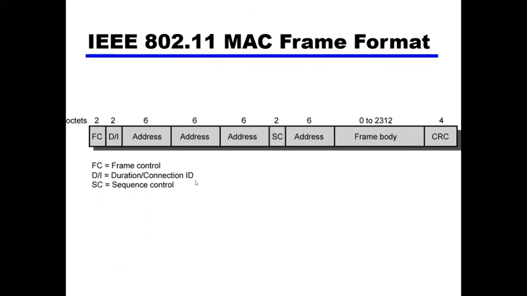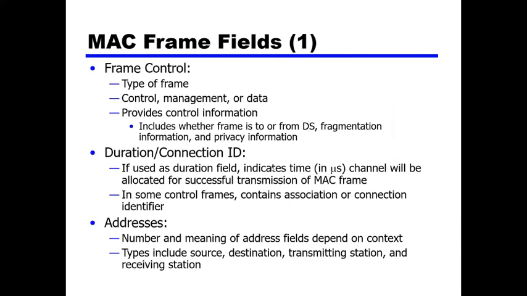Now the IEEE 802.11 MAC frame format. It has FC, D/I, address 1, address 2, then SC, address, frame body, and CRC. MAC frame fields: Frame control provides the type of frame, control and management or data, and control information included when the frame is to or from the DS, fragmentation information, and privacy information.